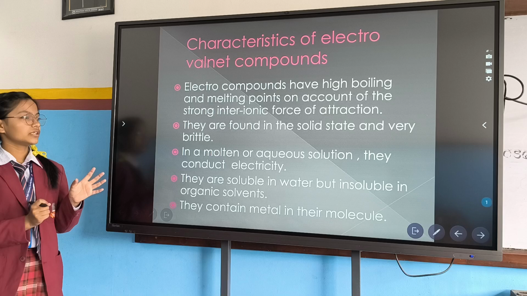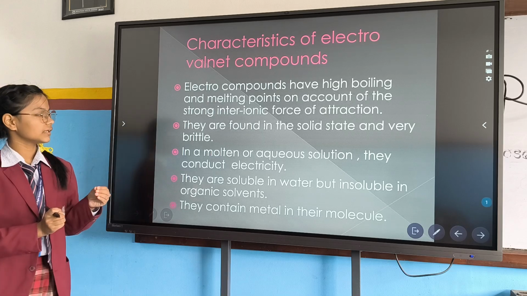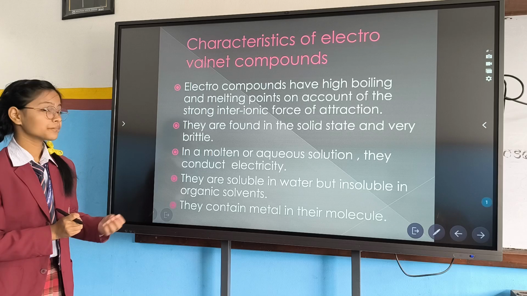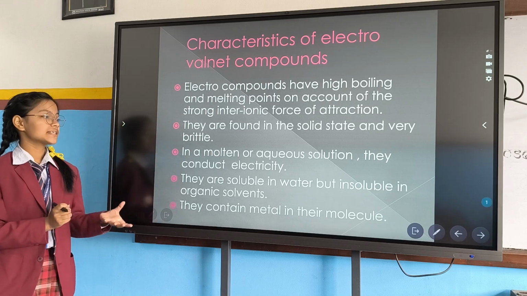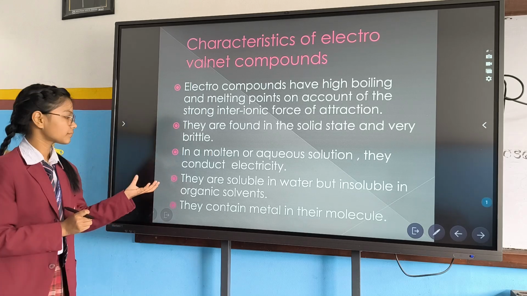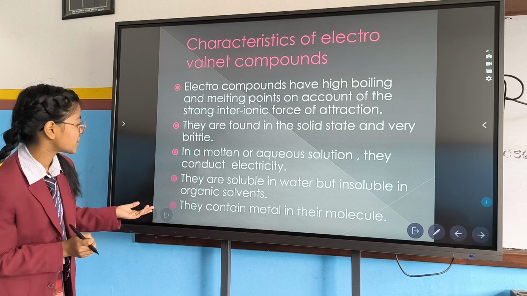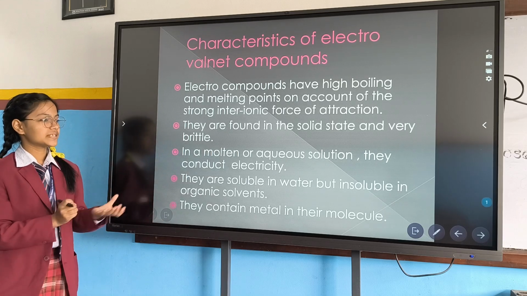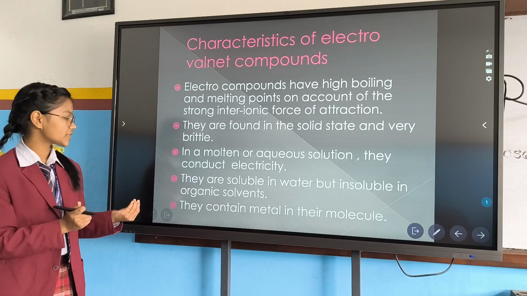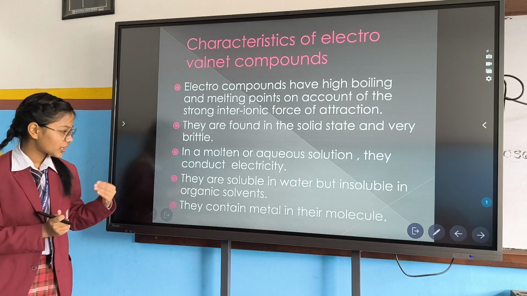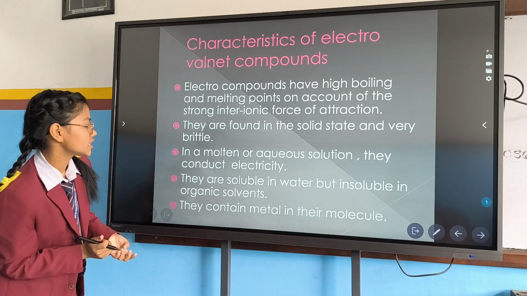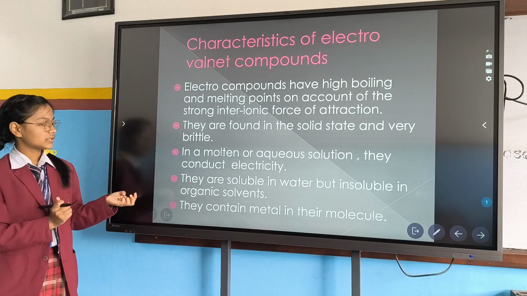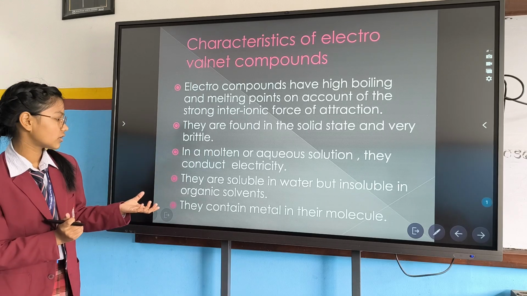If they are in a melted form, then they can conduct electricity. That means electricity can be passed if they are in melted form. They are soluble in water but insoluble in organic solvents. That means they can dissolve easily in water, but they cannot be dissolved in organic solvents. And their molecule contains metal.